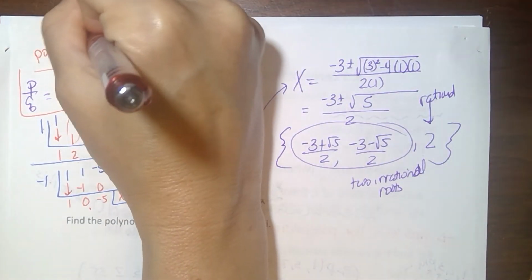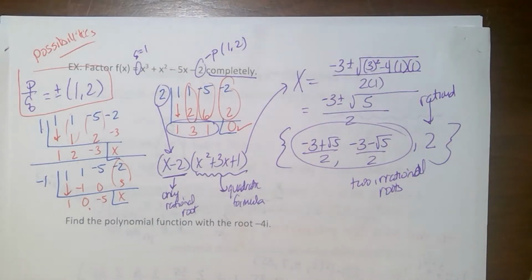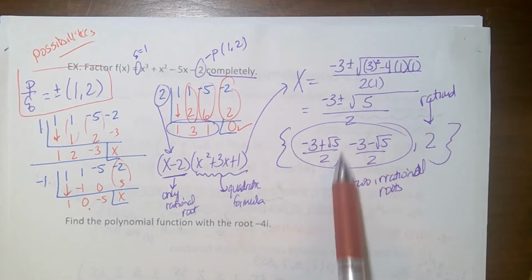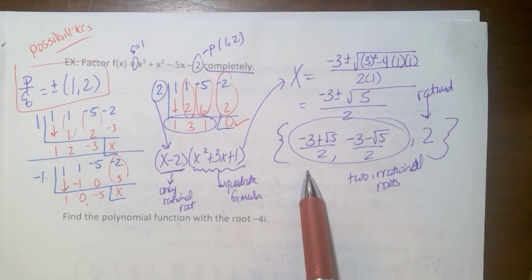I only had to find one root using synthetic division because it was a third-degree polynomial. All three of these will show up on my graph. I would just have to plug this into my calculator to find an approximation to graph it.